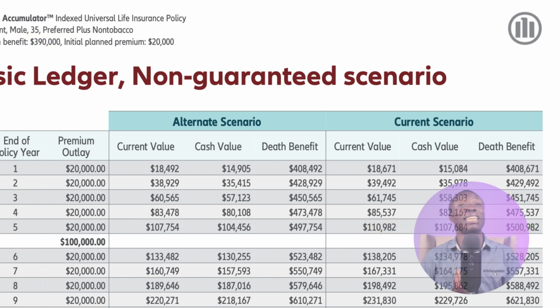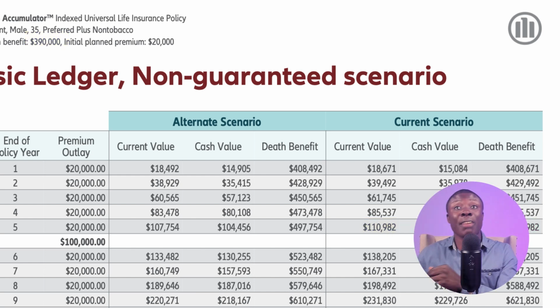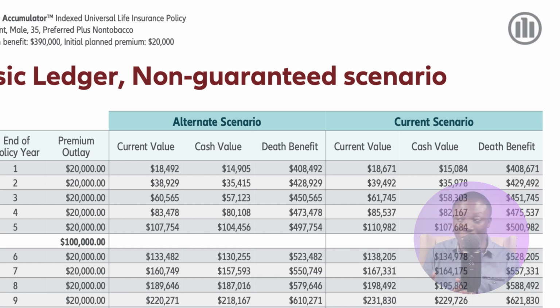Sometimes people say the insurance company only pays the death benefit and they keep the accumulation value or the cash value, but it's already baked into the death benefit. It's already included in it. So don't let this confuse you. The death benefit is your cash value or the current value plus the initial death benefit. So I hope that makes sense. So this is how the non-guaranteed scenario looks.